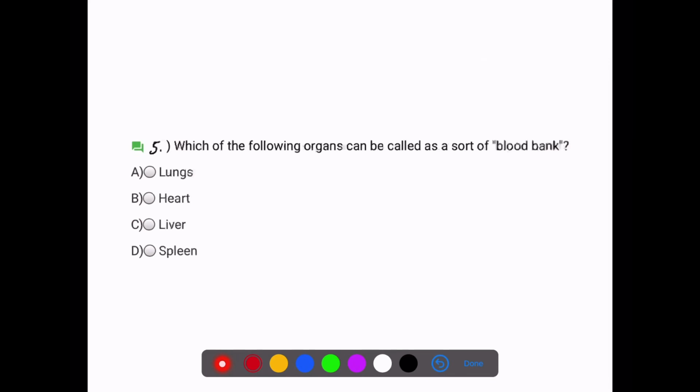Which of the following organs can be called a sort of blood bank? Is it lungs, heart, liver, or spleen? If you have listened to my lectures, this is the easiest question you can answer very confidently.